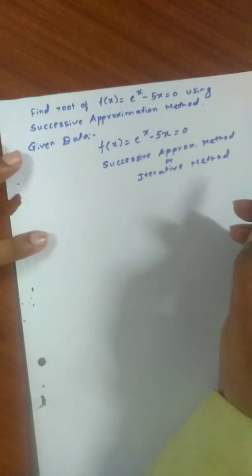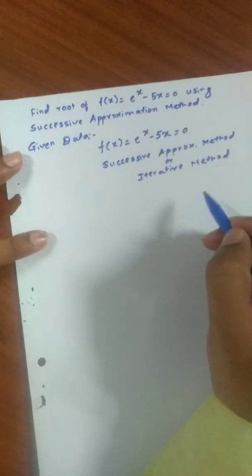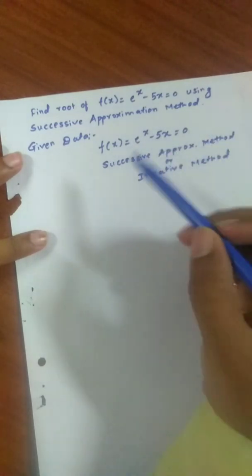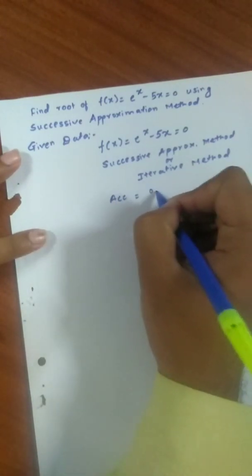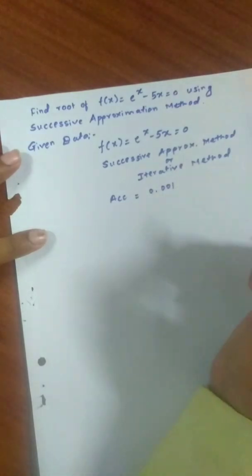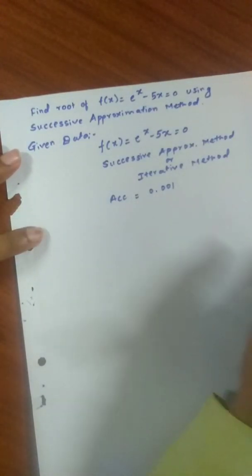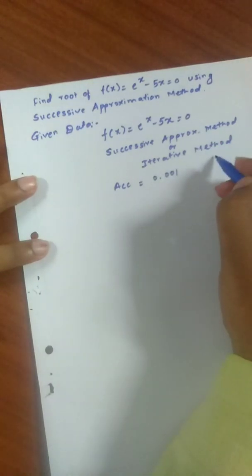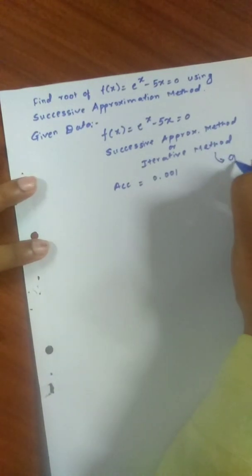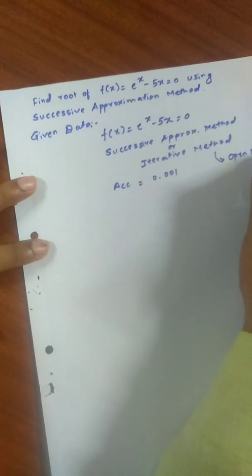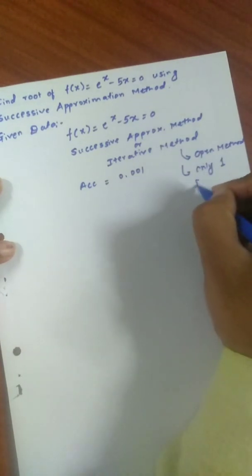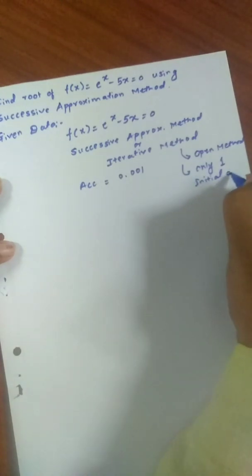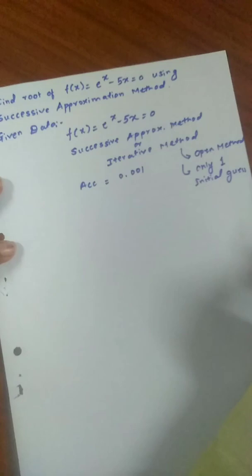Also, if you observe carefully, they haven't mentioned the number of iterations you need to solve or the accuracy. So in this case, we are going to consider the accuracy by default equal to 0.001, that is 3 decimal places. Now the successive approximation method or iterative method comes under the category of open method, which means that it has only one initial guess.